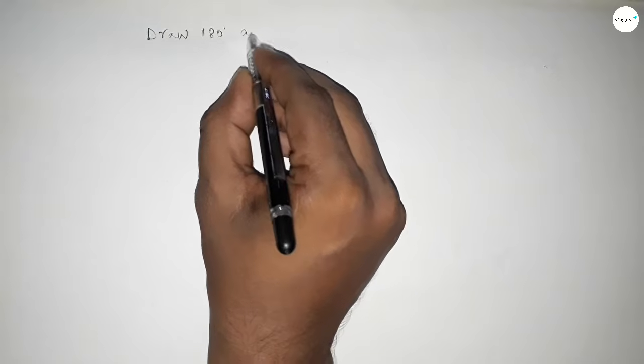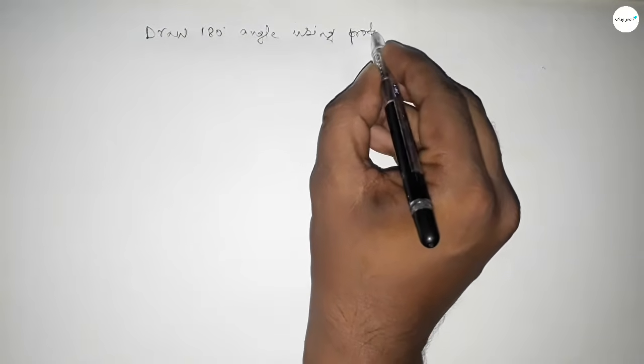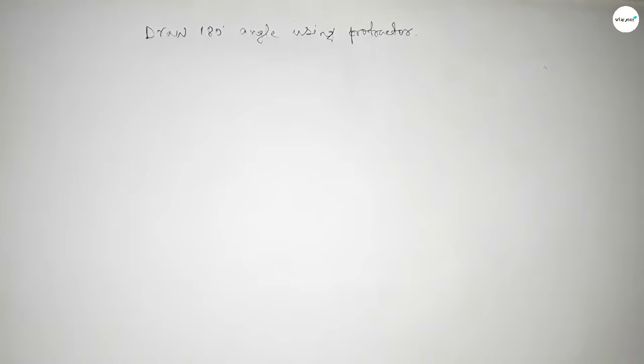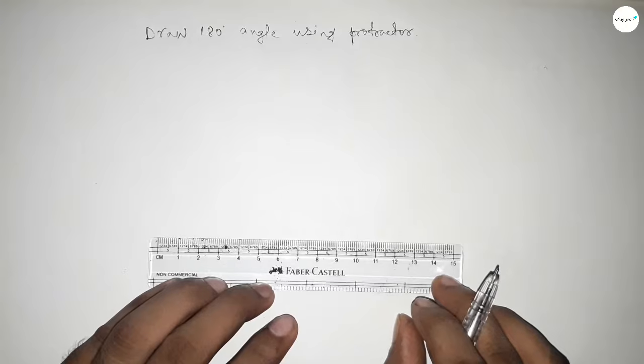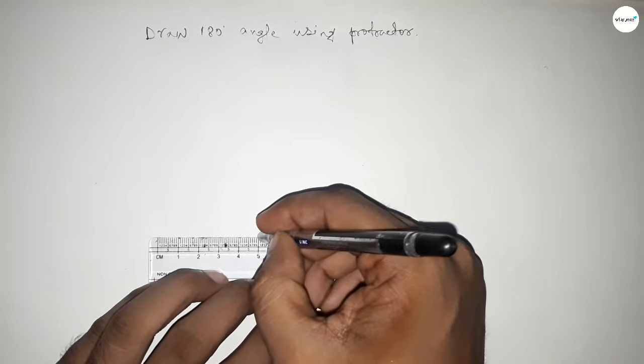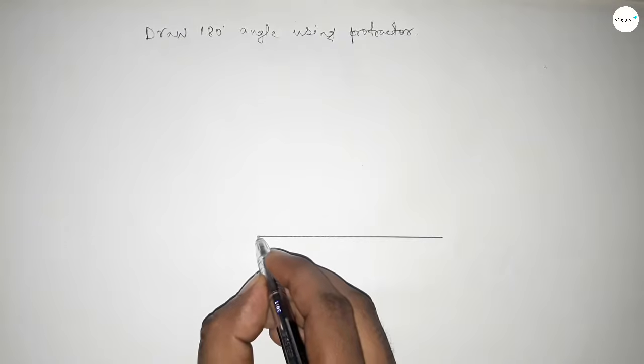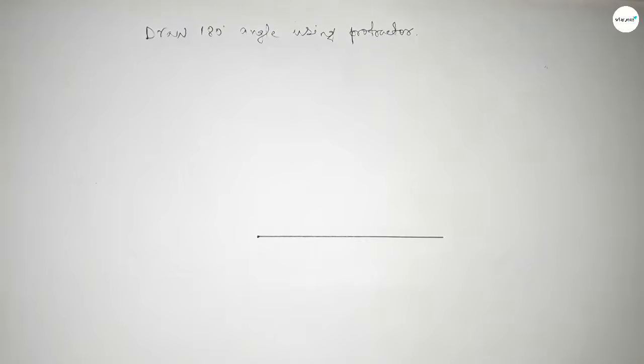Today in this video we have to draw a 180-degree angle by using a protractor. So let's start the video. First of all, draw a line here of any length. Okay. Next, point here to draw the 180-degree angle.